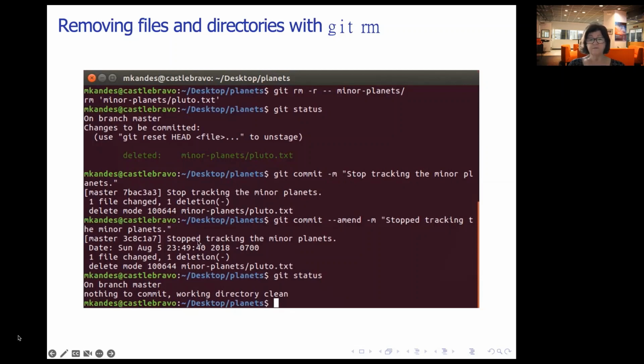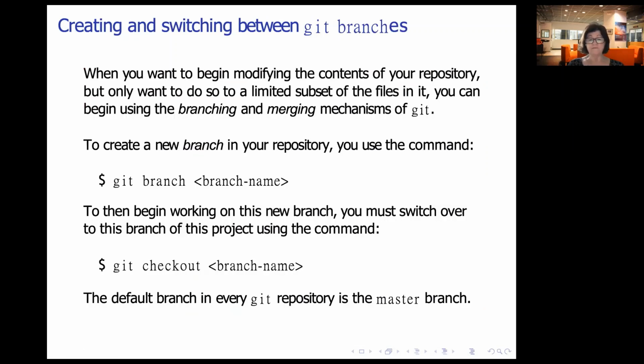And then do the commit again, and we do get status, everything is clean, and the minor planets folder is gone. So now we get into this concept called branching. Git branches are for when you want to begin modifying the contents of your repository, but without affecting the whole system. You branch out, you make a branch, and you work on that branch and then merge code back into the main repository.